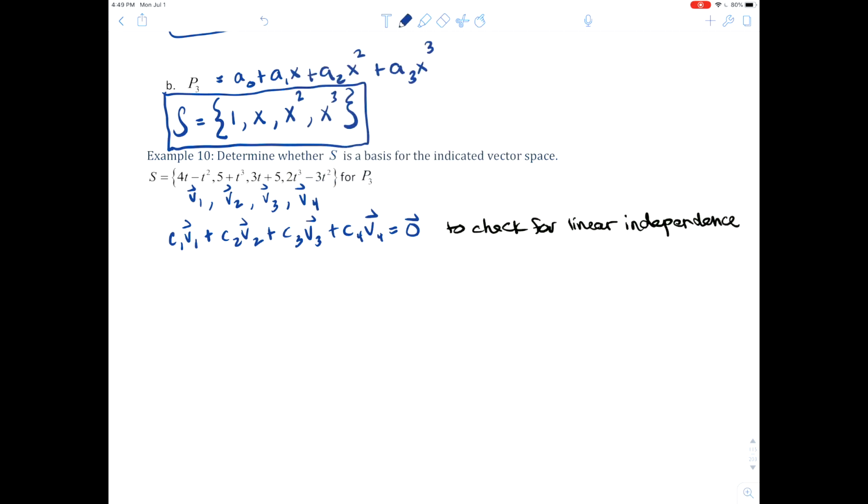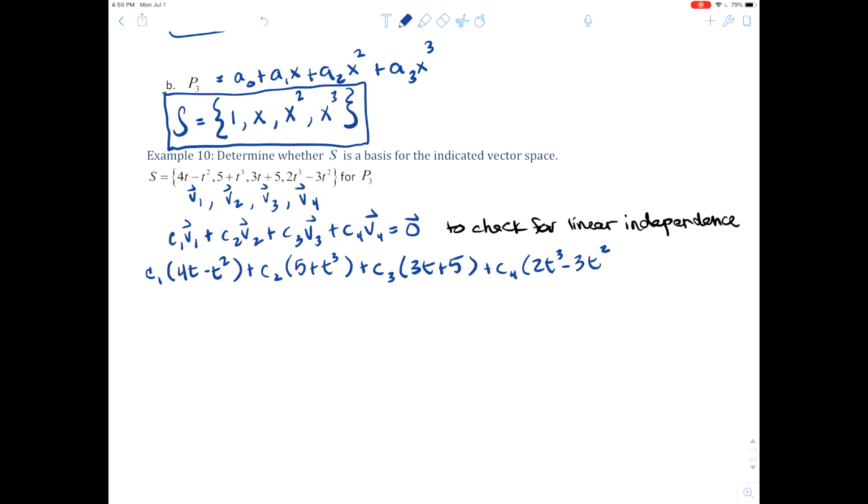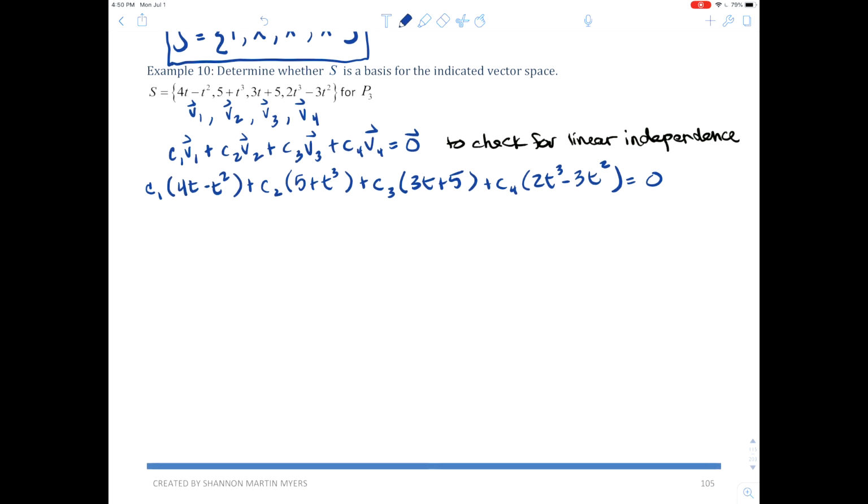All right, so we would have C1 times 4t minus t squared plus C2 times 5 plus t cubed plus C3 times 3t plus 5 plus C4 times 2t cubed minus 3t squared. And that would be equal to 0, as the zero vector for P3 is 0.